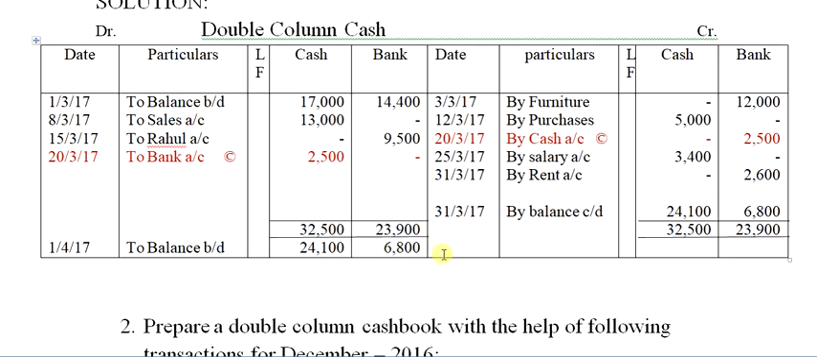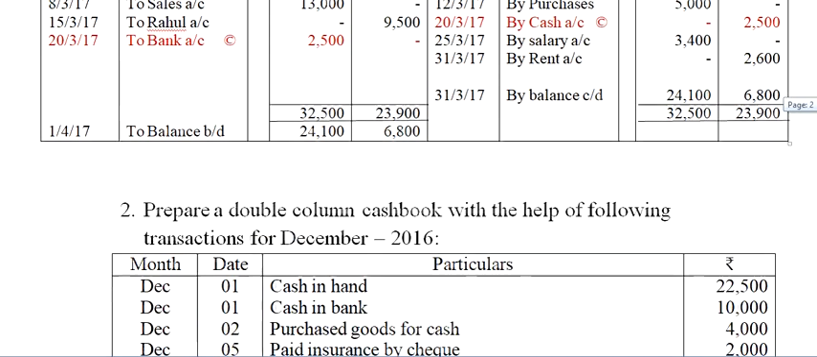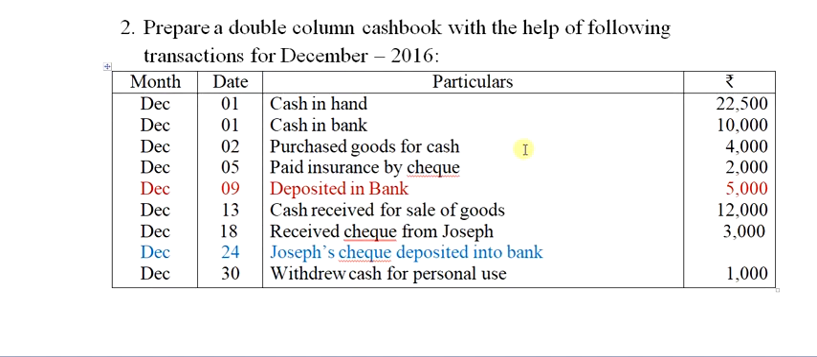My dear students, don't be confused. Whenever the cash and bank balance increases, it should be recorded under the debit side. Whenever the cash and bank balance decreases, that should be taken under which side? Under the credit side. Now we can move on to the second problem.